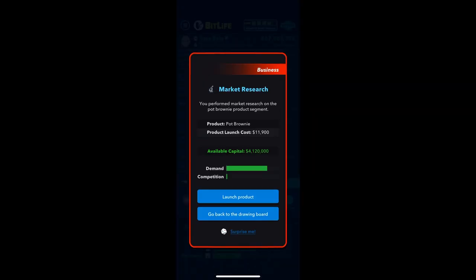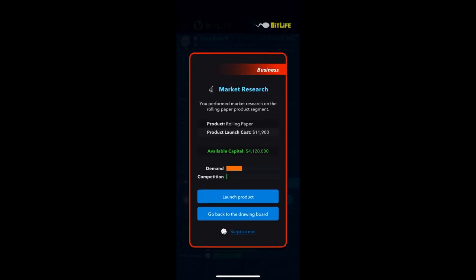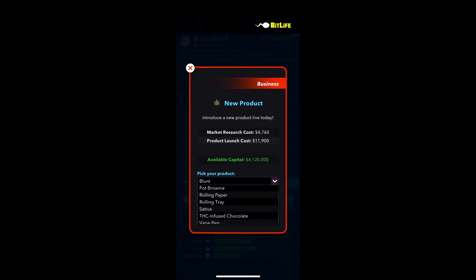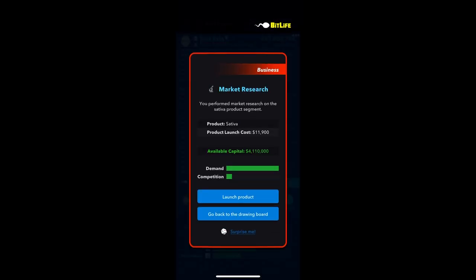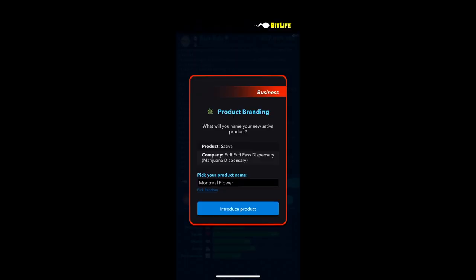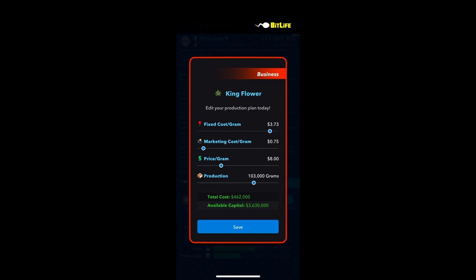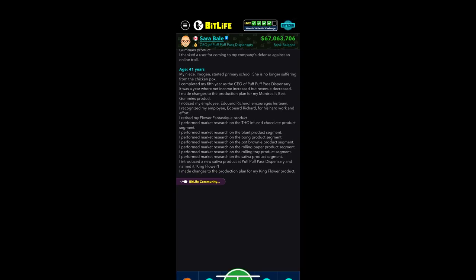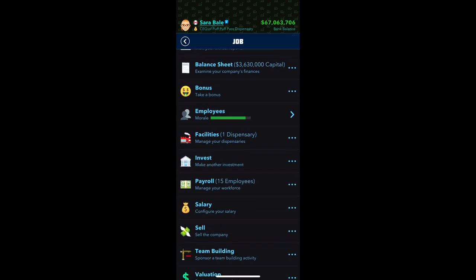I did end up doing a few multiple products here because I found that with this, it was going to help me out the best. I think I ended up going with the sativa in the end on this one because the demand is pretty much at the very top. So I went with that and renamed it, went with whatever we had, and I brought the production plan down just a little bit, just to see how it was going.